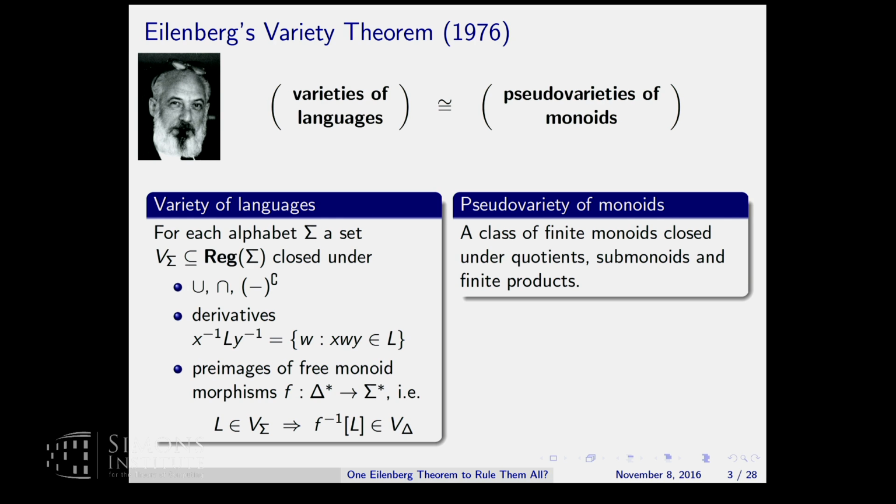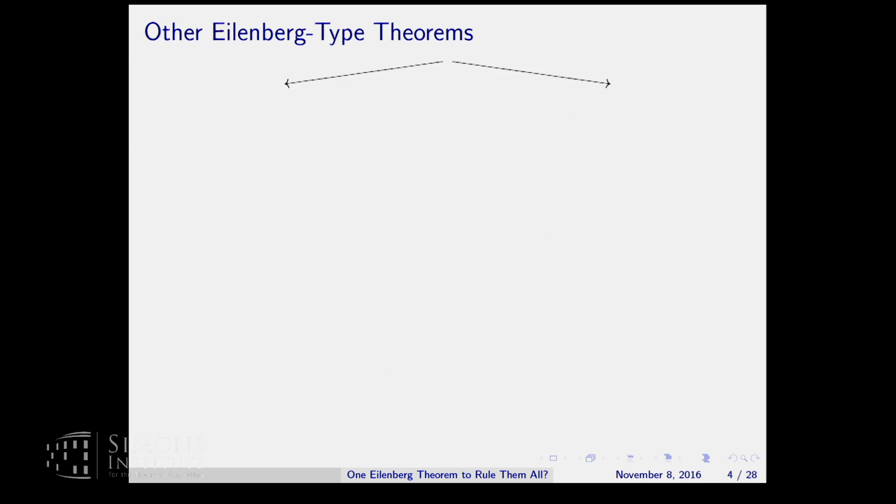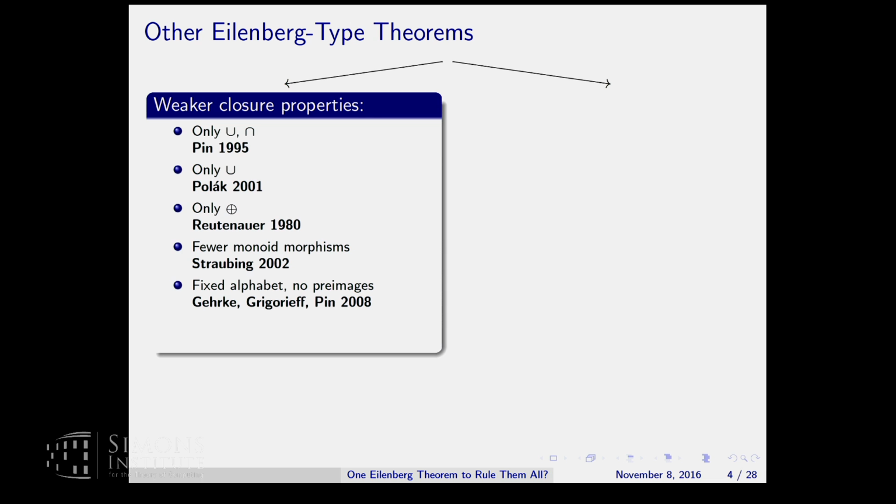And now, 40 years later, if you look through the literature, you find more than a dozen theorems that look similar. So there are other Eilenberg-type theorems. On the one hand, ones that consider weaker closure properties, but still talk about regular languages. So for example, an ordered one by Jean-Éric Pin, one based on join semilattices by Polák, Reutenauer's theorem, which is actually more general in some sense also, because it's not just about regular languages, it's about weighted languages.